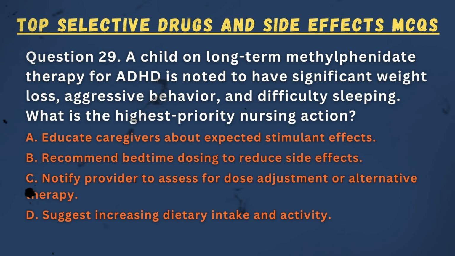Question 29. A child on long-term methylphenidate therapy for ADHD is noted to have significant weight loss, aggressive behavior, and difficulty sleeping. What is the highest priority nursing action? A. Educate caregivers about expected stimulant effects. B. Recommend bedtime dosing to reduce side effects. C. Notify provider to assess for dose adjustment or alternative therapy. D. Suggest increasing dietary intake and activity.